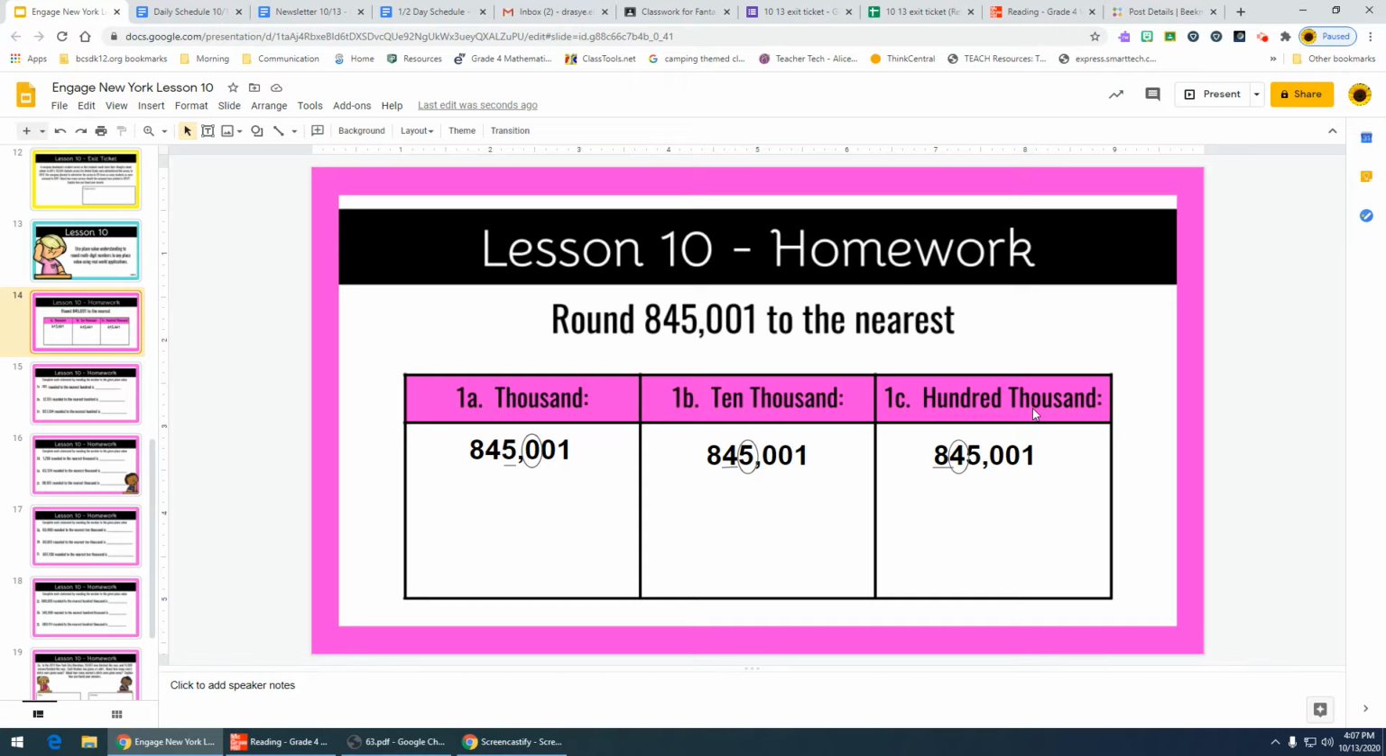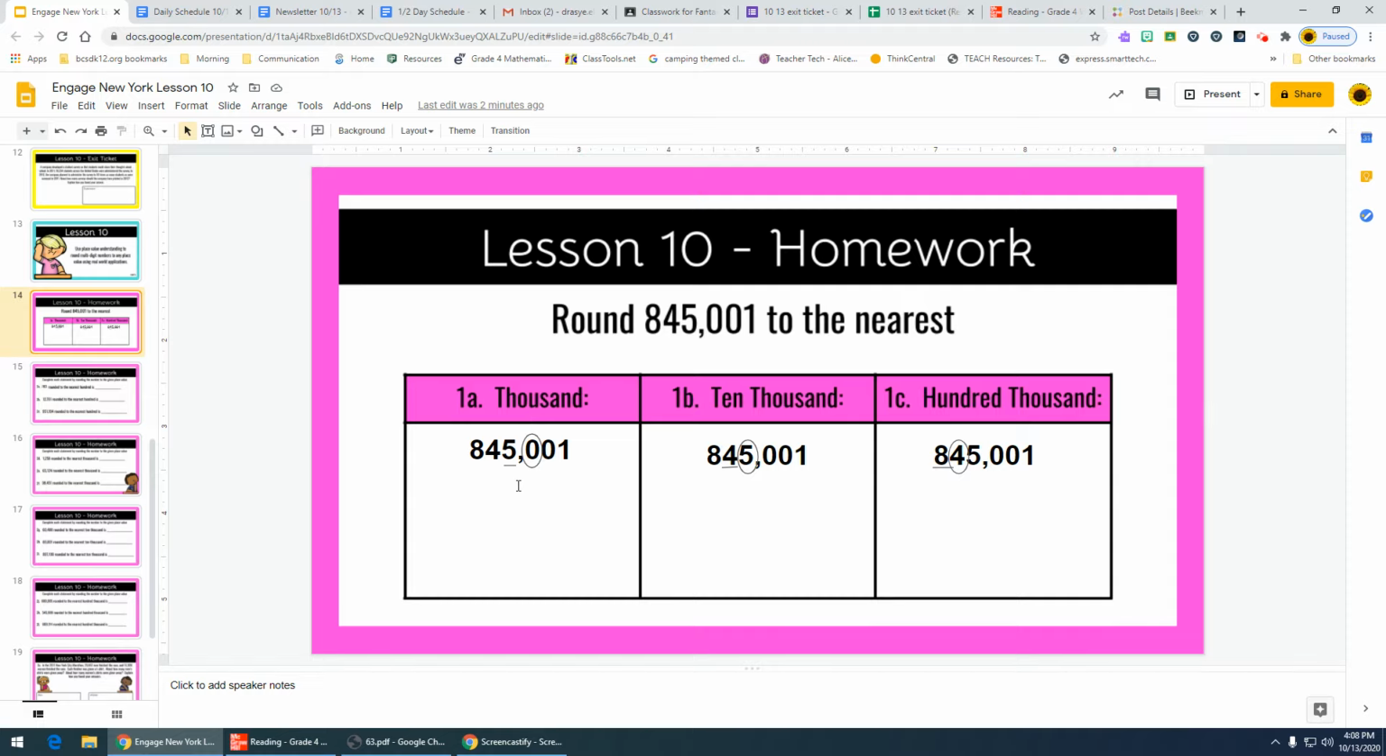The first thing I did is underline each place value. So in the thousands place, I have the 5. In the 10,000s place, I have the 4. In the 100,000s place, I have the 8. I'm then going to circle the bossy neighbor next door. I have a 0, a 5, and a 4 as my bossy neighbors. Okay? And although we have the same number, when I round it in different place values, the answer is going to be a little bit different.